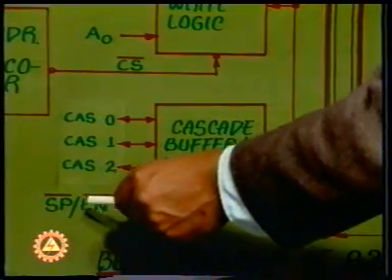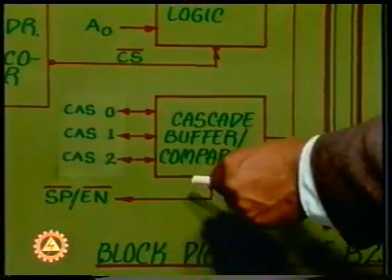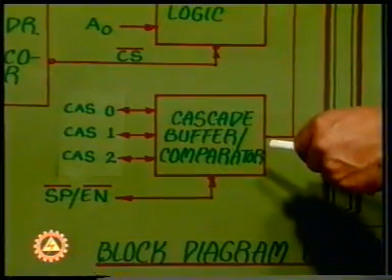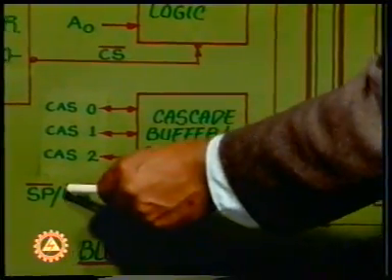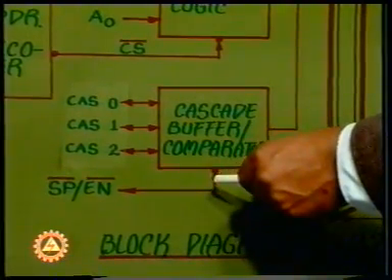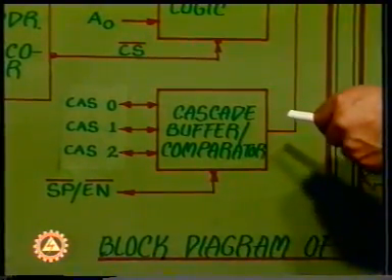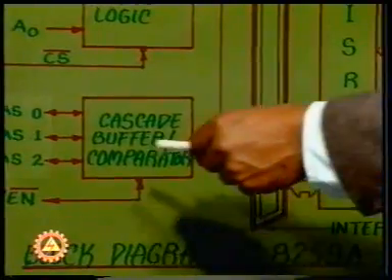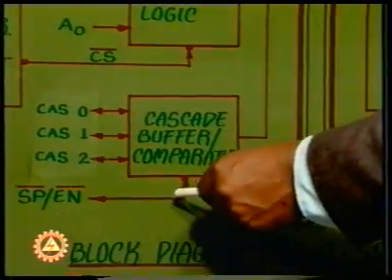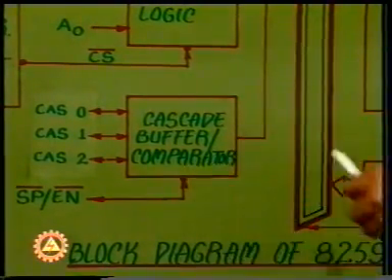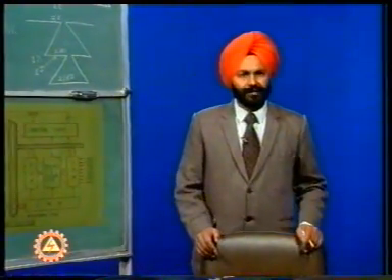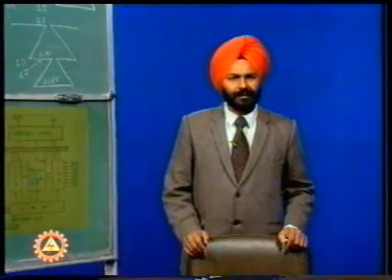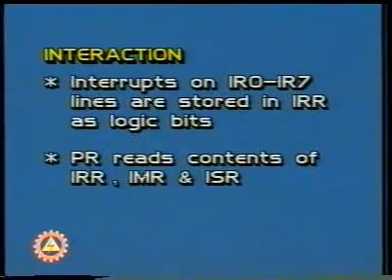The logic on the SPEN line defines the role of the controller, whether it is a master or it is a slave. A logic level 1 on the SPEN line defines the controller as a master. A logic 0 defines the role of the controller as a slave. After seeing the block diagram, let us again see the sequence of events in the service of the interrupt.